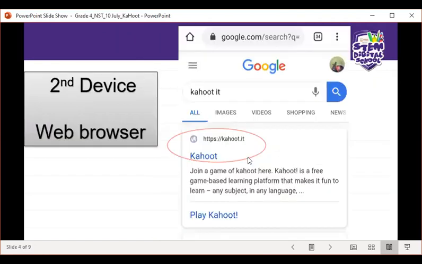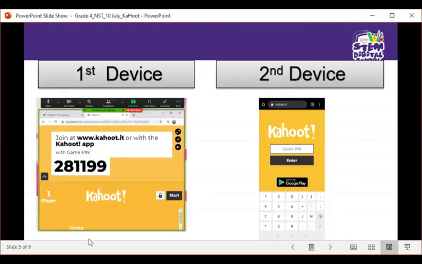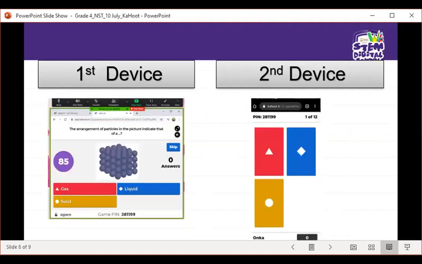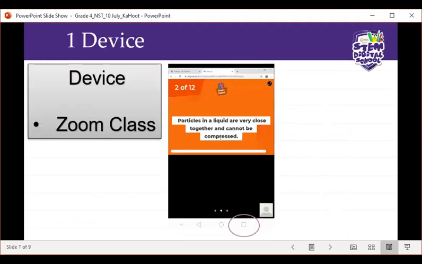And then on your second device, this is where you go to www.kahoot.it. All right, so you need to go to kahoot.it on your second device, and then you will enter your game pin. The game pin will appear on your first device, and then you will enter it on your second device. Right. And this is how things are going to go. Questions are going to appear on your first device, and you're going to use your second device to basically push in your answer. Okay, and then if you are using one device, this is an example of a phone, right?